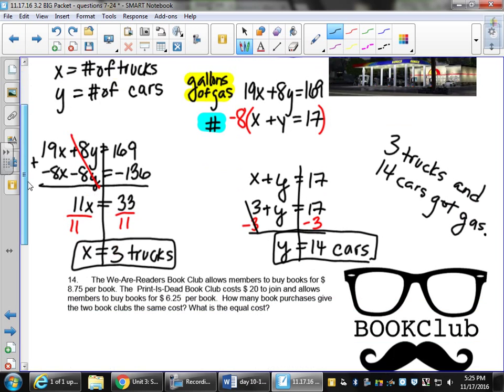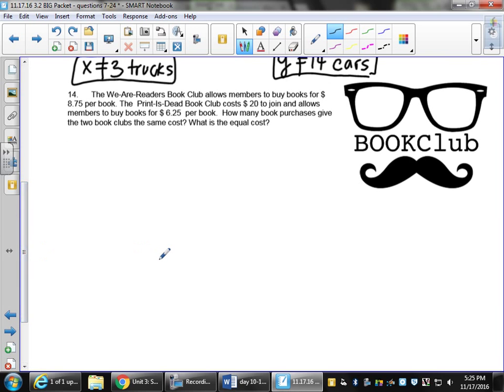Number 14. The We Are Readers Book Club allows members to buy books for $8.75 per book. The Print is Dead Book Club costs $20 to join and allows members to buy books for $6.25 per book. How many book purchases give the 2 book clubs the same cost, and what is the equal cost?